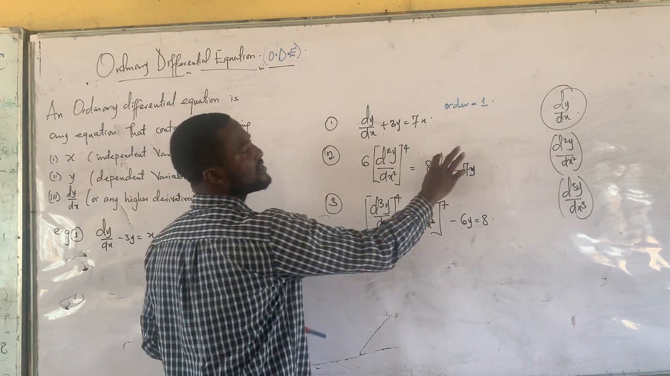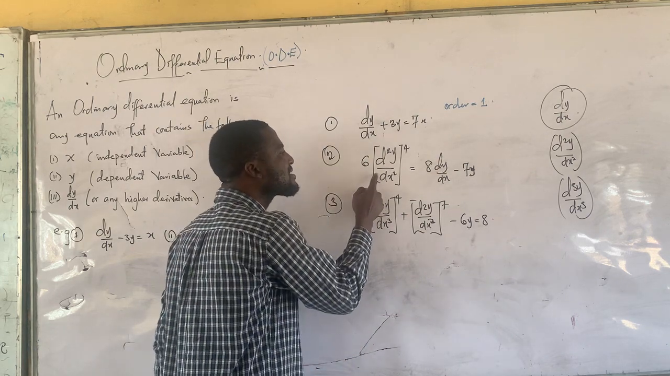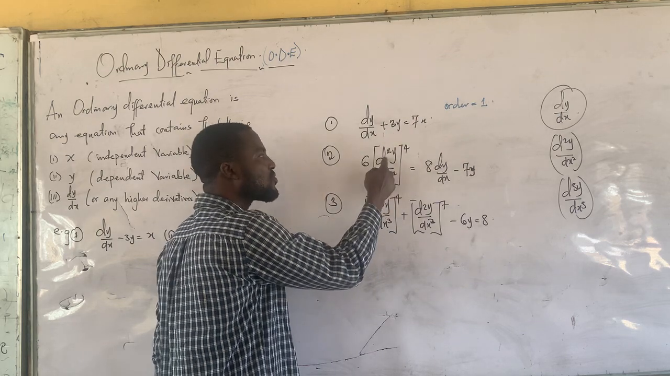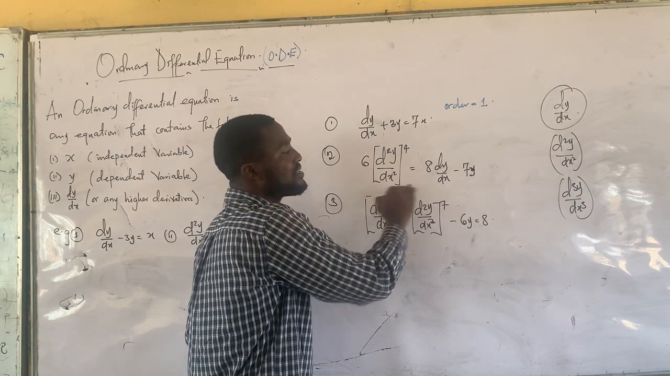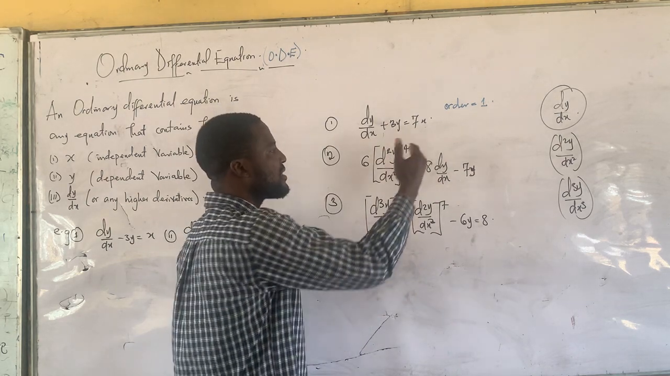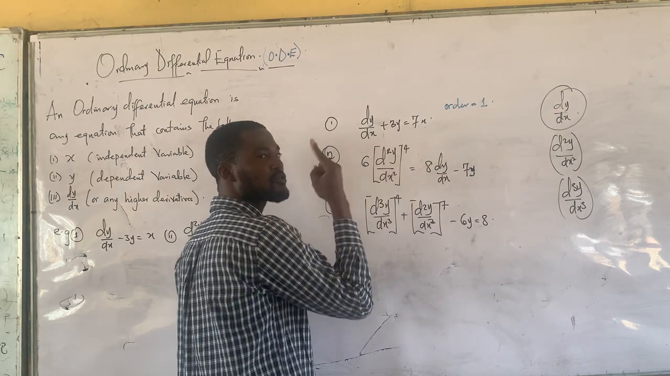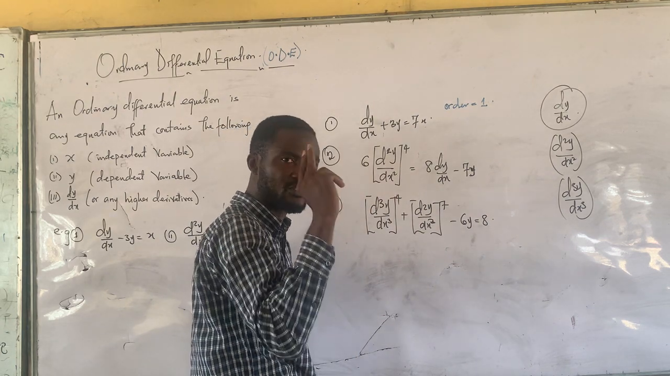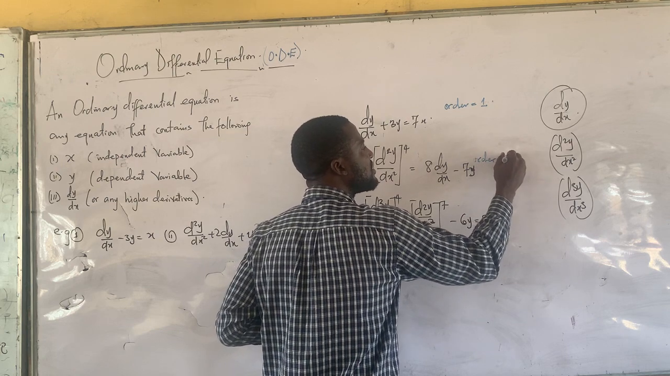In this case, we have dy/dx, which tells us we have differentiated once. And we also have d²y/dx². Ignore the power for now. The d²y/dx² tells us we have differentiated the expression of y twice. So this is telling us the derivative of y with respect to x one time. This is telling us twice. So the highest derivative here is this, which tells us we have differentiated twice. In that case, the order of this differential equation is 2.